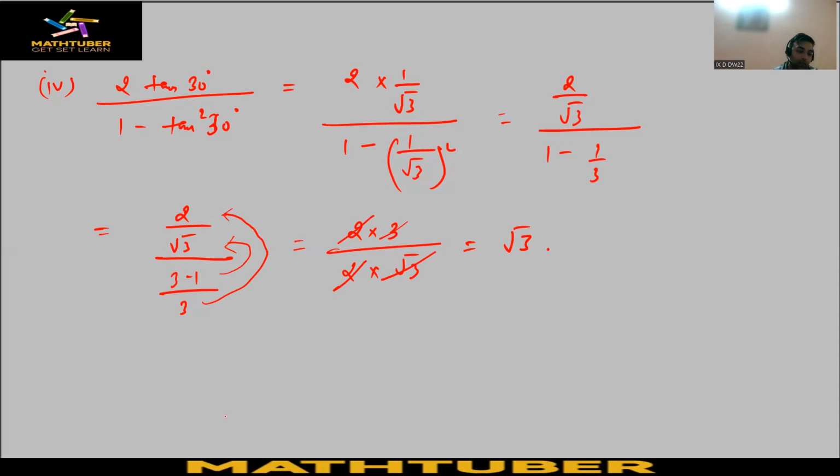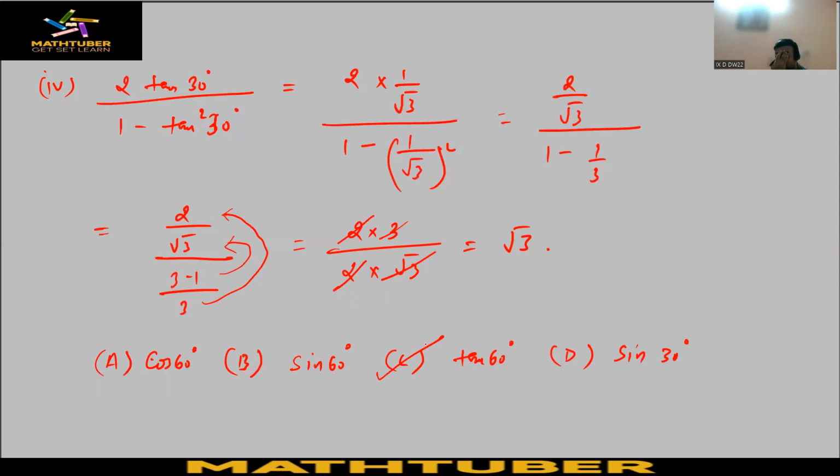Right? Now, but we are given options as A cos 60 degree, B sine 60 degree, C tan 60 degree, and D sine 30 degree. So we have to check for which trigonometric ratio we have the value root 3. So from the table we know that root 3 is the value of tan 60 degree, right? So this is the correct answer. C option will be your correct option.